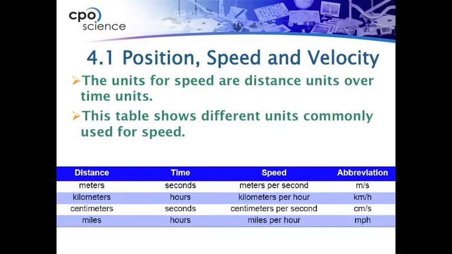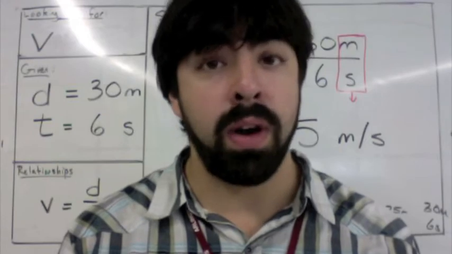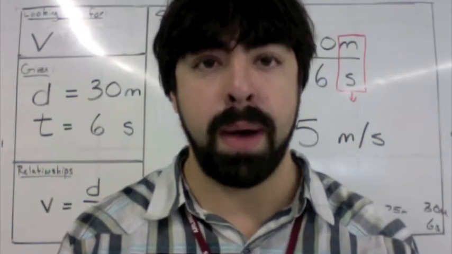If the distance is kilometers and the time is hours, it's kilometers per hour, km/hr. The one some of you may be most familiar with is the bottom one. When distance is miles and time is hours, we say miles per hour, or mph. We typically use that p only with miles per hour. It represents per, or divided by.